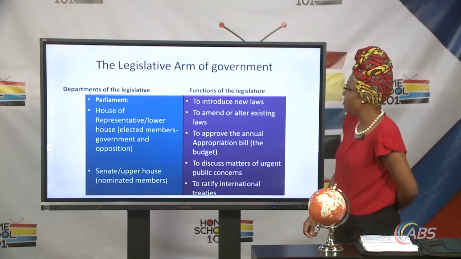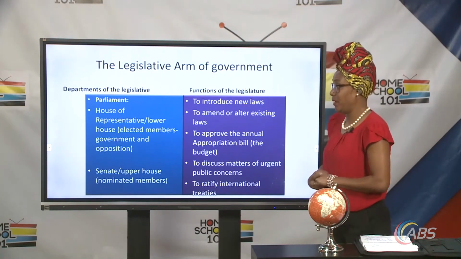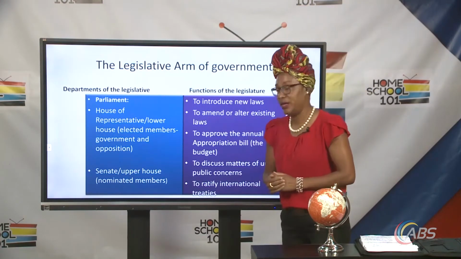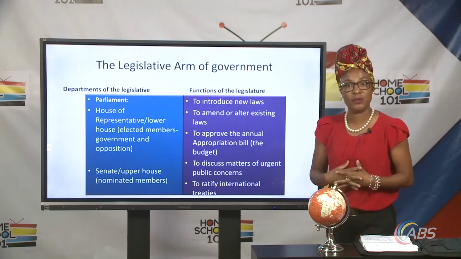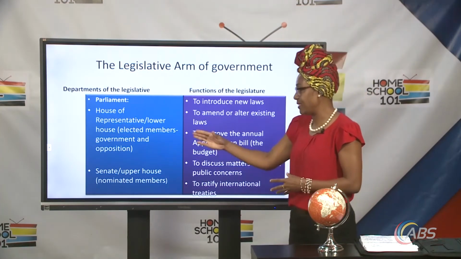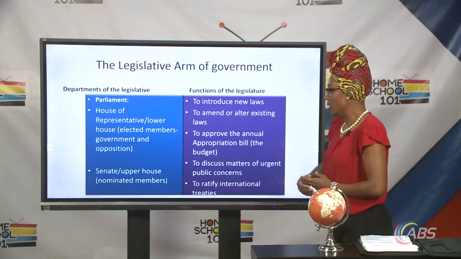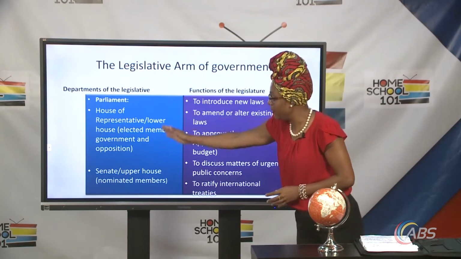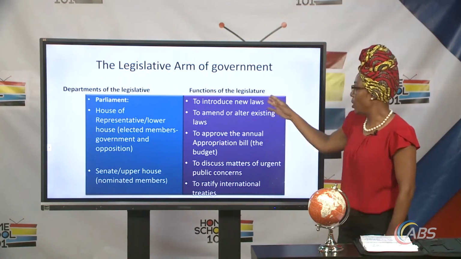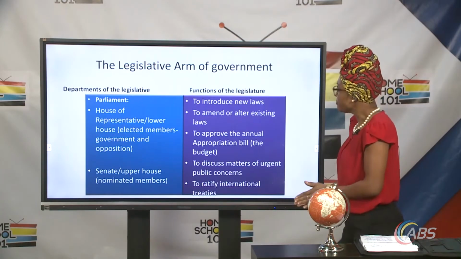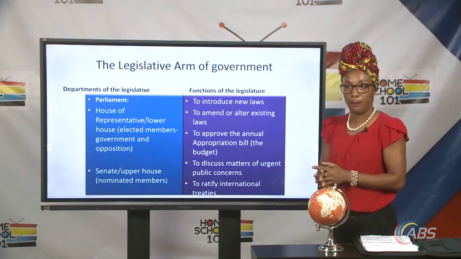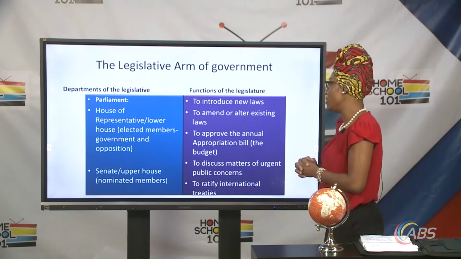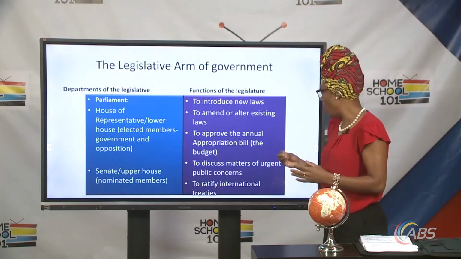All right, the legislative arm of government. In that legislative department, we have the House of Representatives, the lower house, who are elected members of government, and the opposition. We also have the Senate, the upper house, with nominated members as well. Okay, so those make up the legislative department. Now, the function of the legislative department is to introduce new laws to the citizens. They are also responsible to amend or alter existing laws.